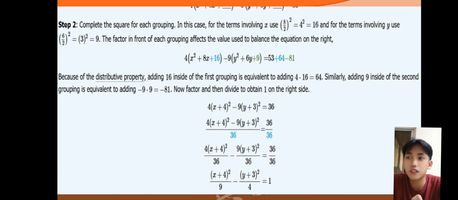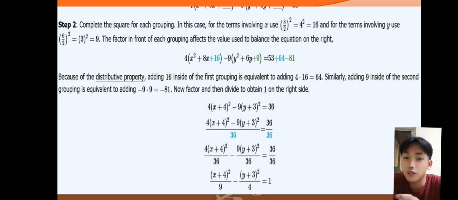So here, 16 times 4 is equal to 64, so add 64 to the left side and the right side. Since 9 times negative 9 is equal to negative 81, add negative 81 to the right side also. Because of the distributive property, adding 16 inside the first grouping is equivalent to adding 4 times 16, which is equal to 64. Similarly, adding 9 inside the second grouping is equivalent to adding negative 9 times 9, which is equal to negative 81. Now divide to obtain 1 on the right side.